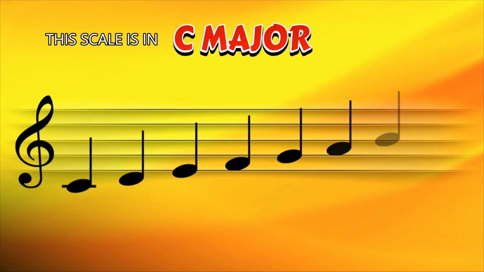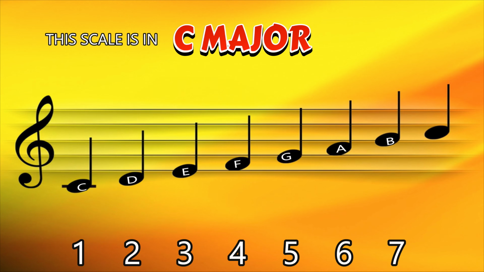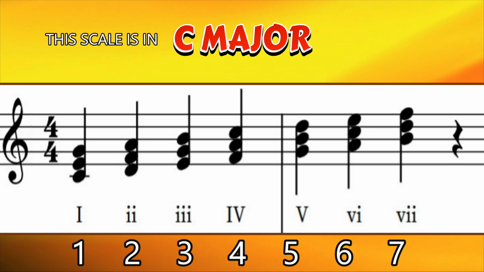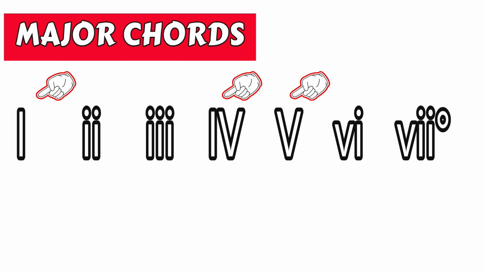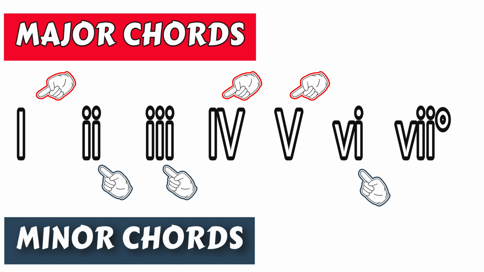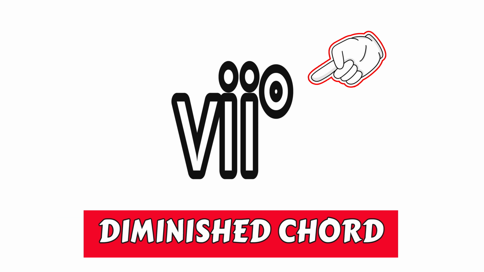Here's what I mean. Every note in a scale gets a number. 1, 2, 3, 4, 5, 6, 7. And when we build chords on those notes, we use Roman numerals, like this. But here's an important part to remember. Some of the Roman numerals are uppercase and others are lowercase, depending on whether the chord is major or minor. It looks like this. This is for the 7th chord because it's diminished.